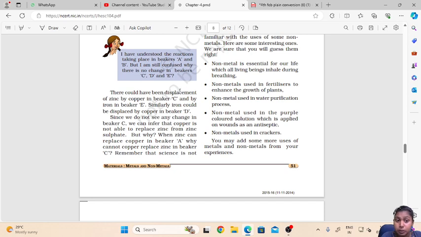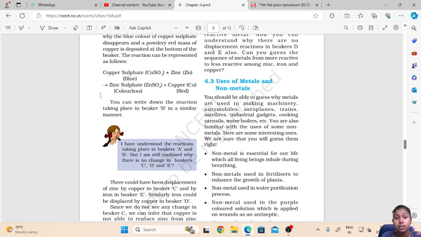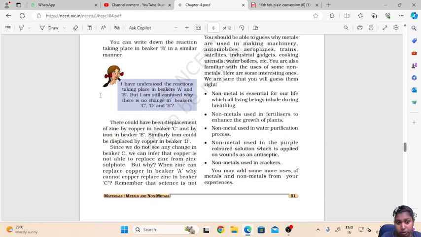So there has been a displacement of copper by zinc. Here, zinc replaces the copper from the copper sulfate. Similarly, iron could be displaced by copper. In another reaction, if we add iron to copper sulfate, it can also replace copper from the sulfate and form iron sulfate.